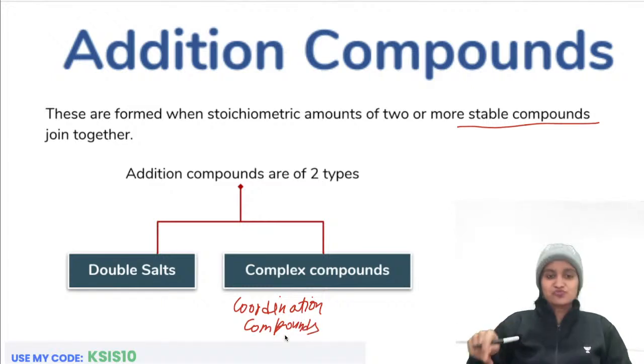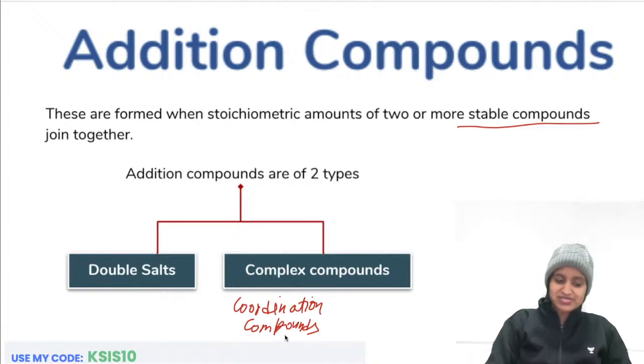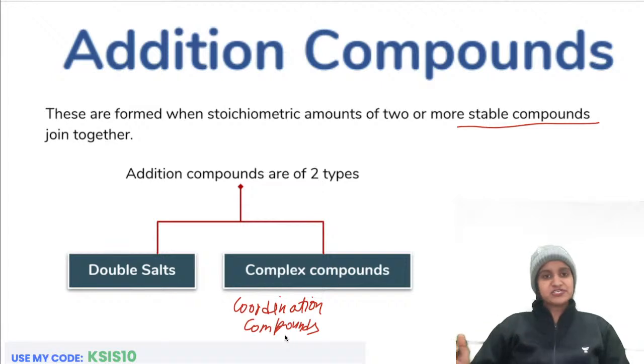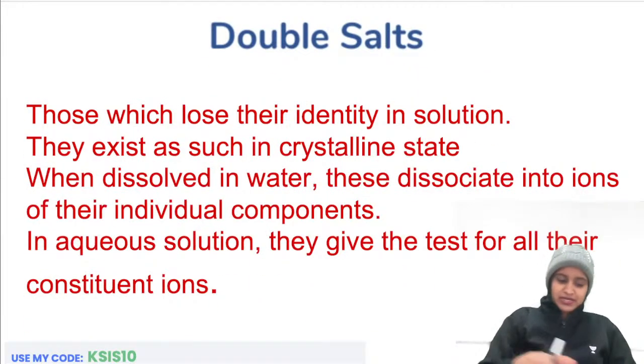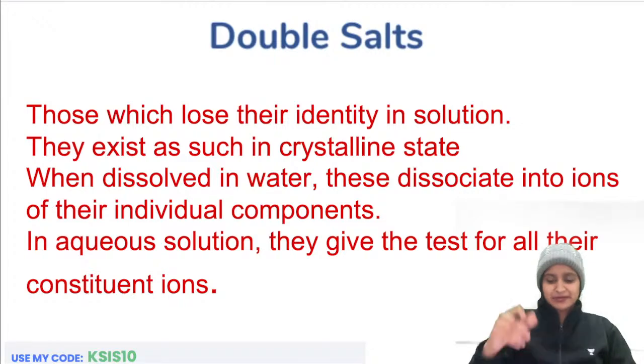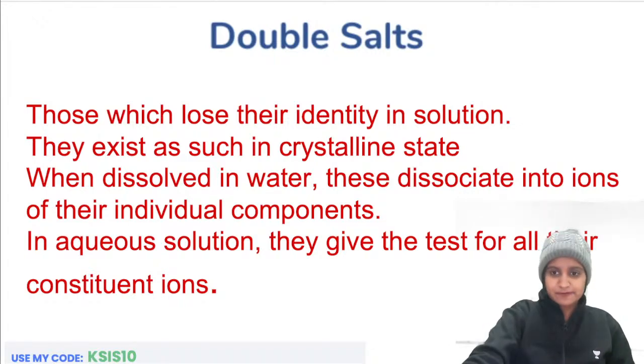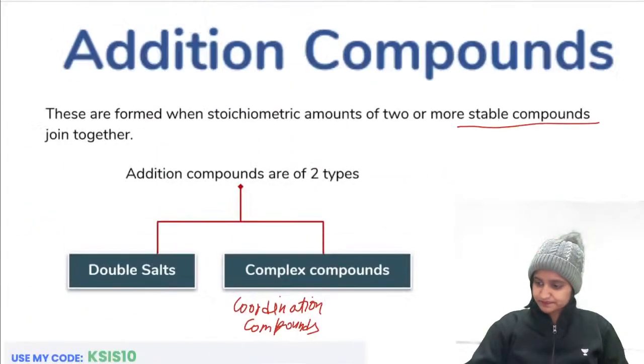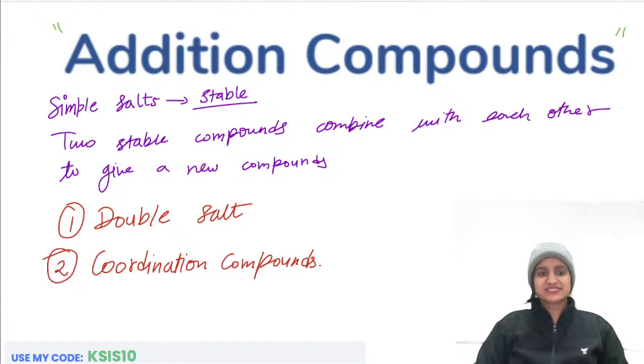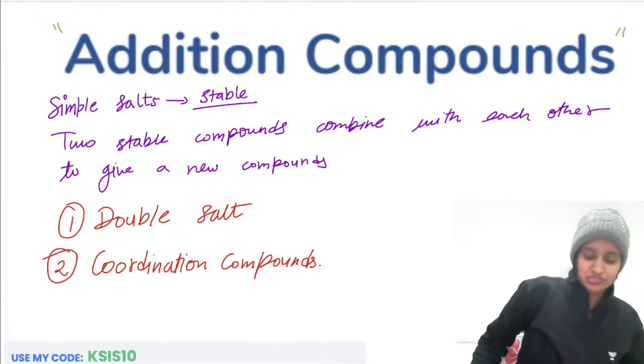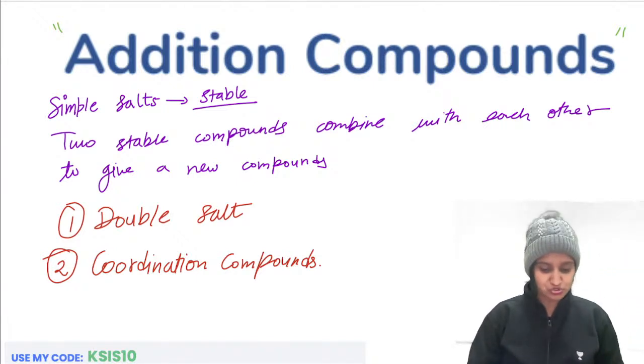Now what happens in case of double salts? Now we will see what are double salts and what are coordination compounds. So in the first place, let's talk about double salts. In case of double salts, let me give you some example as well. When we were discussing addition compounds, I told you that two stable compounds combine together to give a new compound.